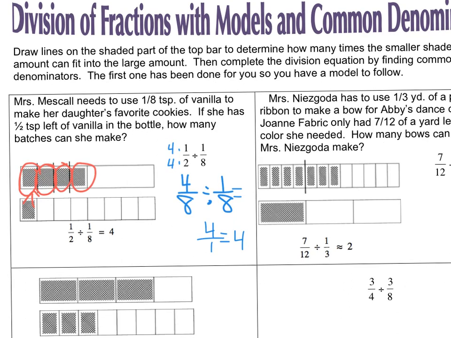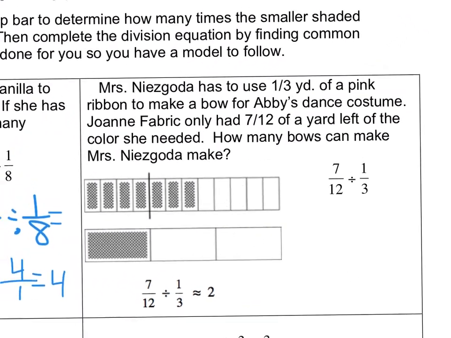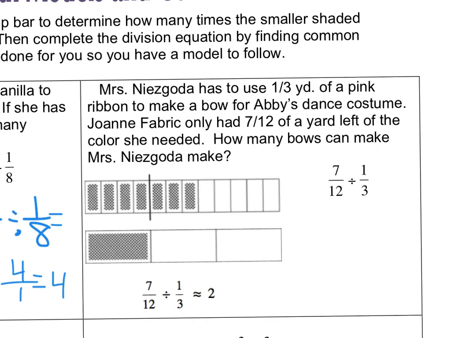So now let's move on to the next question over here, where it talks about Miss Nisgoda. Oh, and it's me and Abby. Mrs. Nisgoda has to use 1/3 yard of a pink ribbon to make a bow for Abby's dance costume. Joanne Fabric only had 7/12 of a yard left of the color she needed. How many bows can Mrs. Nisgoda make?